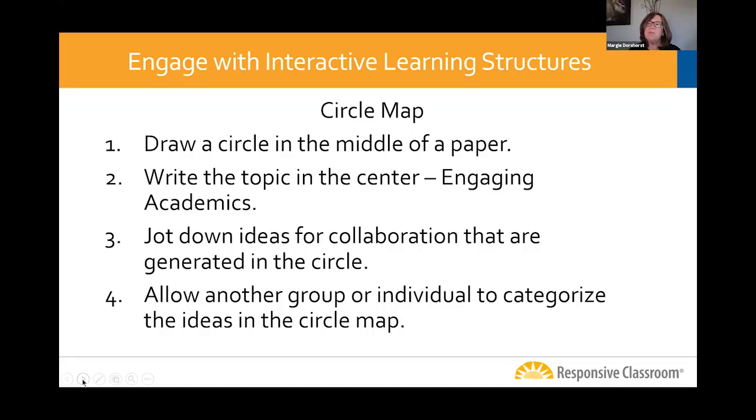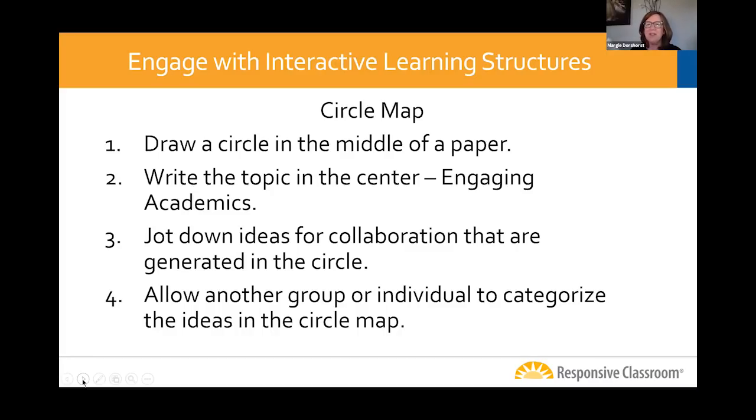One of the ways we're going to get started with this work is to practice a strategy that we use in Responsive Classroom to help us to be engaged in our learning. It's a strategy called an interactive learning structure. In the Responsive Classroom approach, there's a number of different practices or strategies we use. This interactive learning structure is called a circle map. So you may have heard of a circle map before.